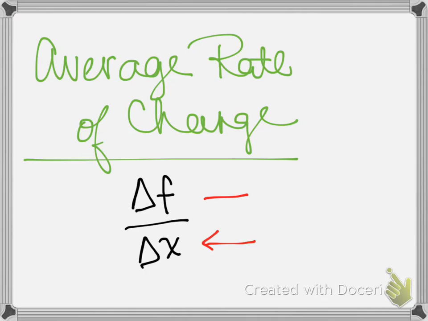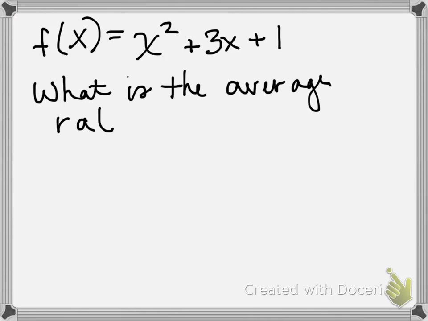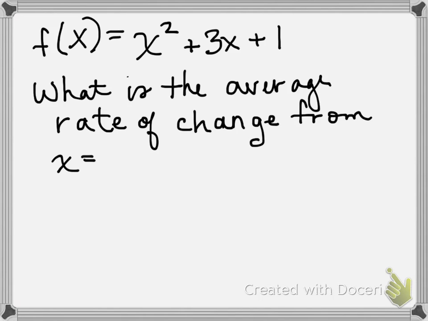The top is sort of the absolute change that the book talks about, and when we divide by the change in the x, that is what makes it an average. So let's do an example. Let's take f of x equals x squared plus 3x plus 1, and let's compute the average rate of change from x equals -4 to x equals 0.